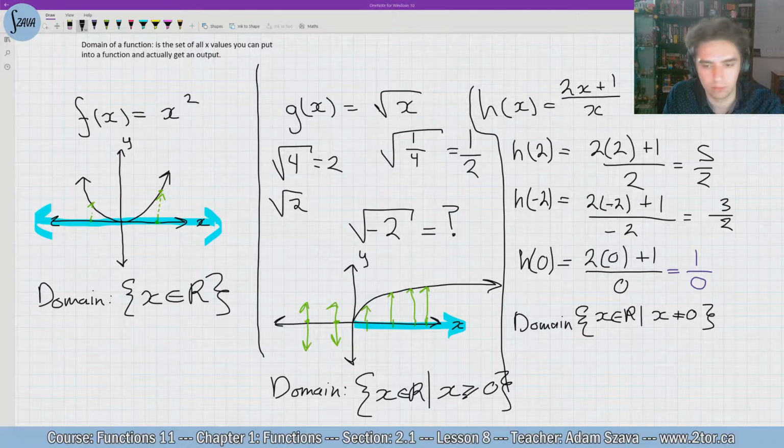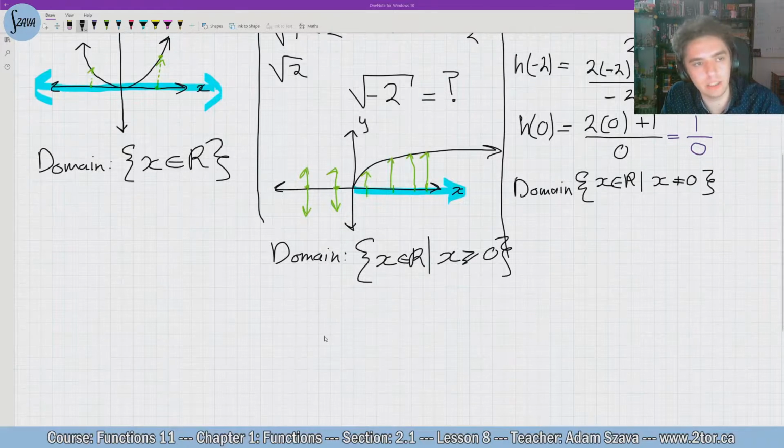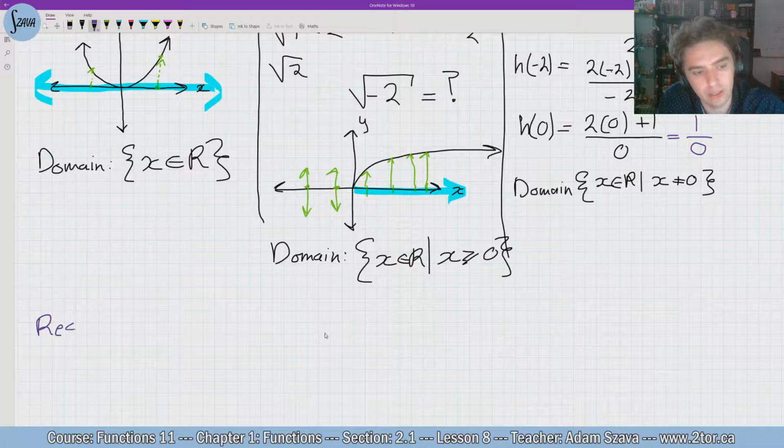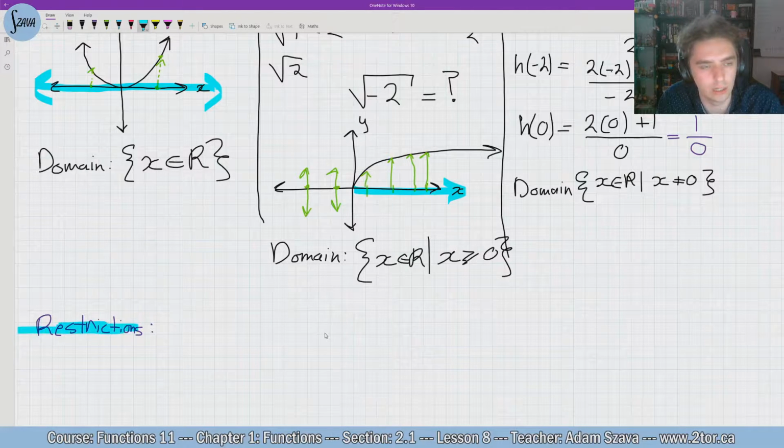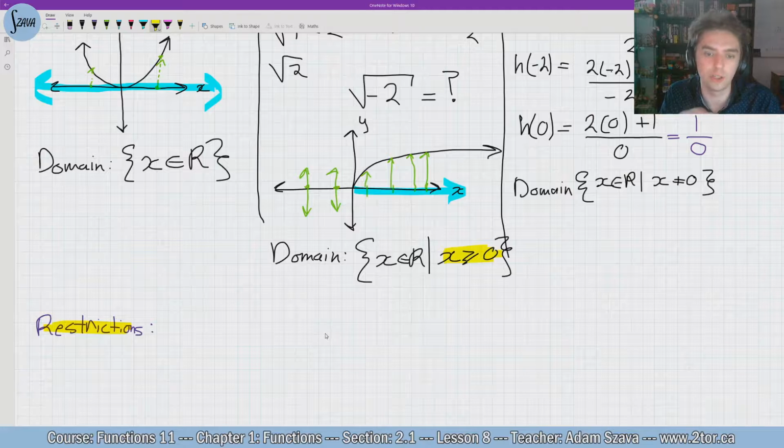And so I'm just going to introduce a word we just never mentioned before, and it's called the restrictions. Okay. And the restrictions are the such that's. So our restrictions here, I'm going to highlight them in blue, or I guess I already used blue, so let's use yellow maybe, are this. X has to be greater than or equal to 0. That's a restriction. The domain is x is all real numbers such that x is greater than or equal to 0. And if I ask, what's the restriction on the domain? The restriction on the domain is that x has to be greater than or equal to 0.